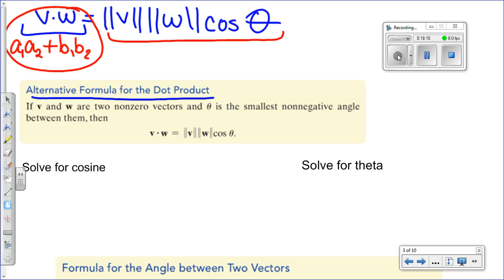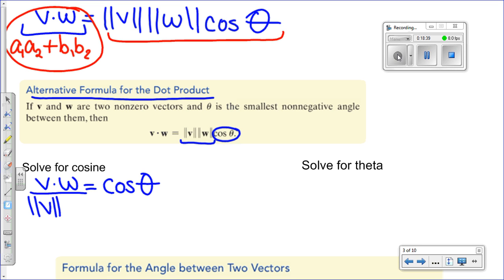And so what we have here is the alternative formula, and I want you guys to solve for cosine here. You can see that the magnitude of v and the magnitude of w are both multiplying cosine. So I am pretty sure that you know what to do. You need to do the inverse operation of multiplication, and all of you know that is division. So we're going to take the magnitudes and move them across, and since they're multiplying on the right side, once you move them across, they will be dividing.